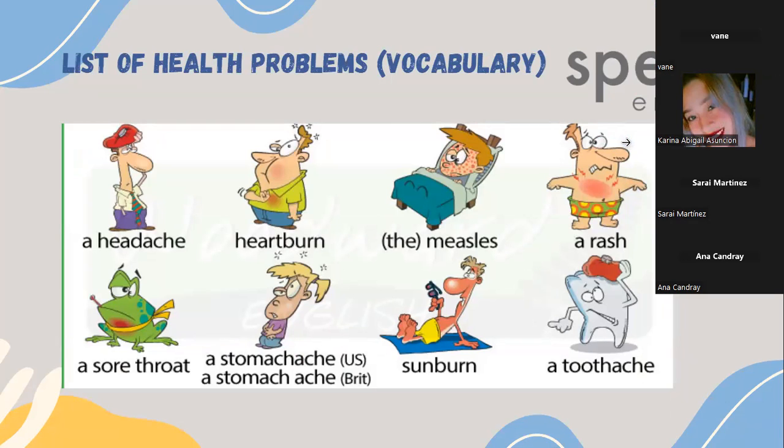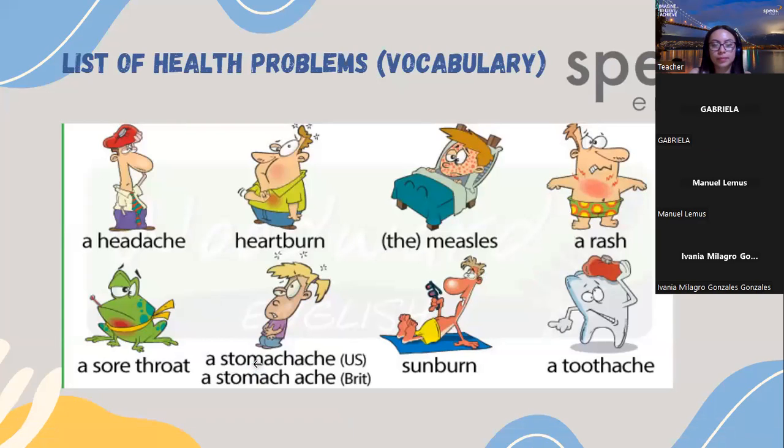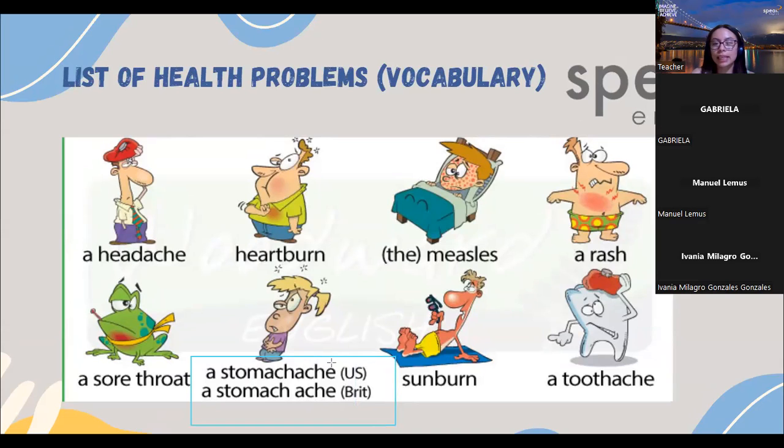A stomach ache. And now, guys, you can see in the pictures. Tell me. Is it different, stomachache and stomach ache? It's the same thing. It's the same meaning, but in the United States the word is joined, and in England they separate the word. That is the only difference. So this is American English, and this one is British. But it's the same meaning. Thank you for asking.